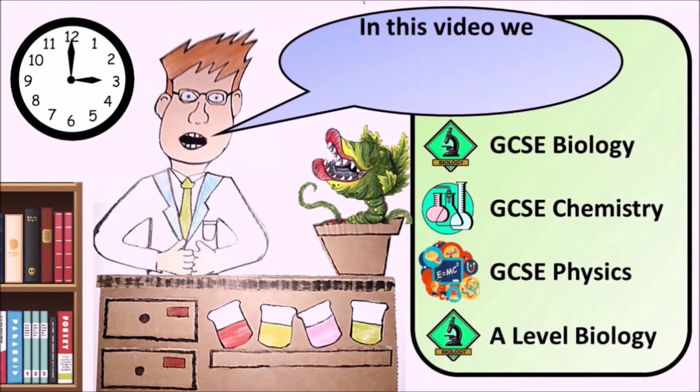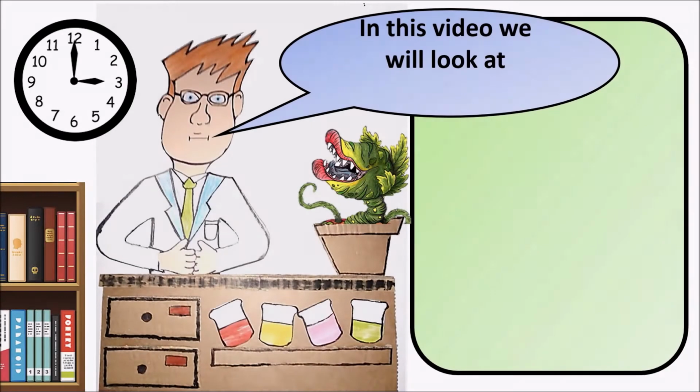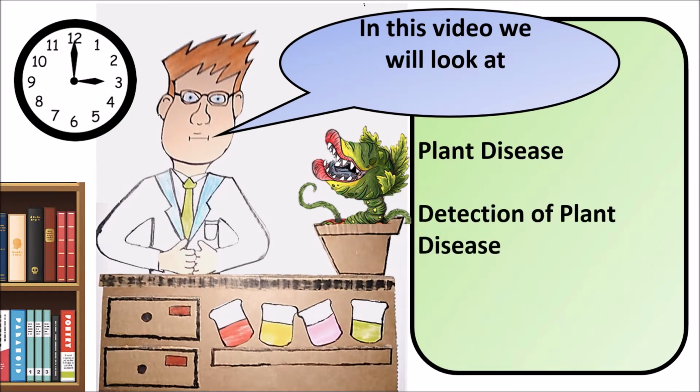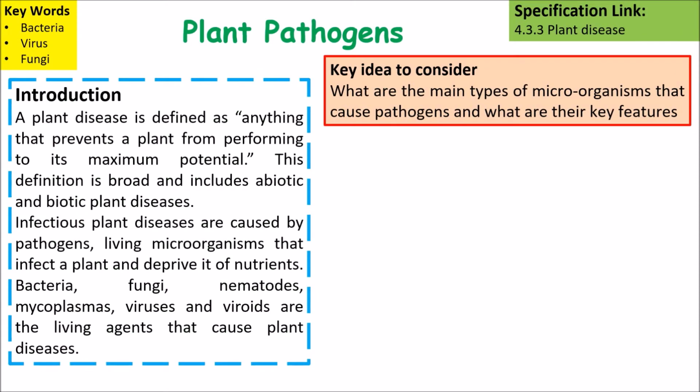In this video, we will look at plant pathogens, which can be caused by three main pathogenic agents. A plant disease is defined as anything that prevents a plant from performing to its maximum potential. Infectious plant diseases are caused by pathogens. These are living microorganisms that infect the plant and deprive it of nutrients.